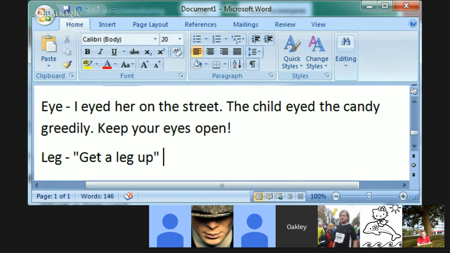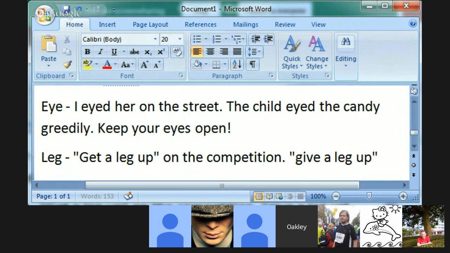Get a leg up on the competition might be a common phrase. You get a leg up on the competition. You get ahead of the competition. Okay, Ramon, you're thinking of give a leg up, which is also possible. You give someone a leg up, you give them help. If you get a leg up on the competition, for example, you get ahead of them.